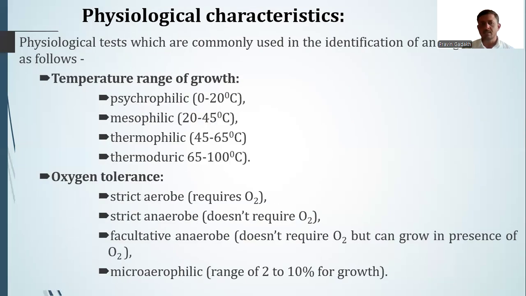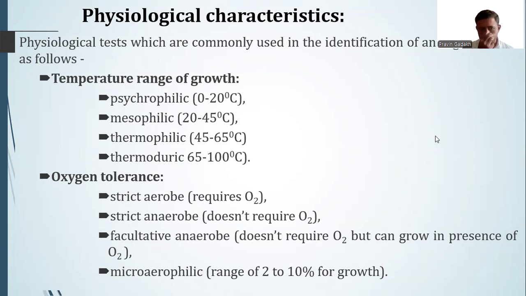Now, apart from the characteristic growth pattern, organisms are classified on the basis of their physiological characteristics, like their requirement for growth. So physiological tests which are commonly used in the identification of organisms are their requirement for growth, like with respect to temperature, with respect to oxygen.